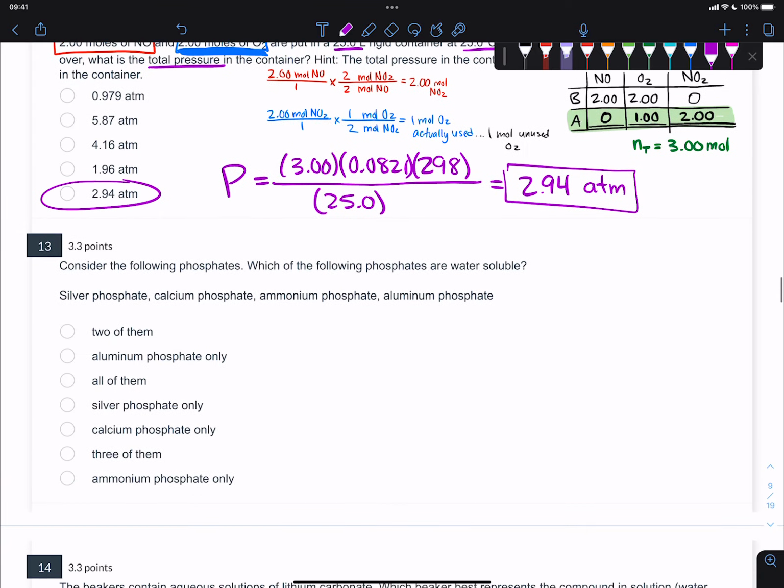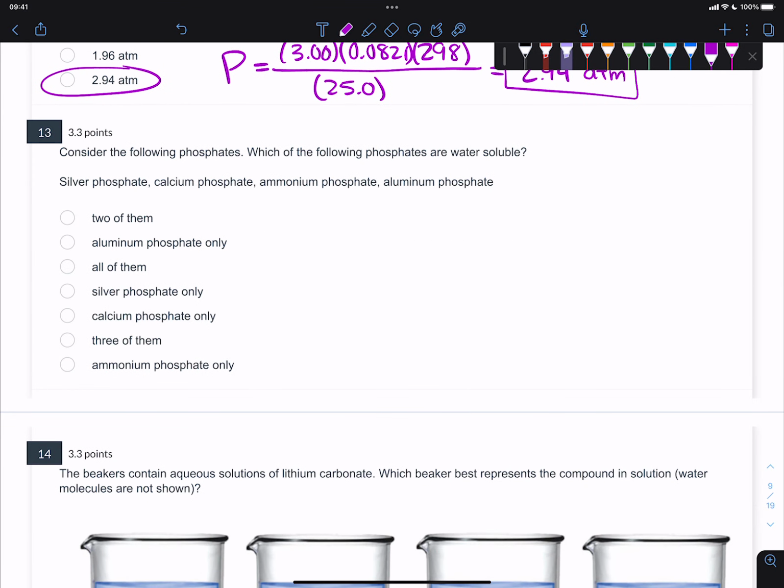For number 13, it says consider the following phosphates. Which of the following phosphates are water soluble? You just have to know your solubility rules. It just depends on your professor. Some people have moved on from memorizing them. Some people still require people to memorize them. So let's add our solubility rules table.